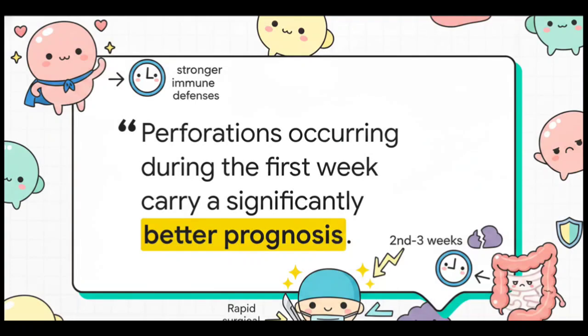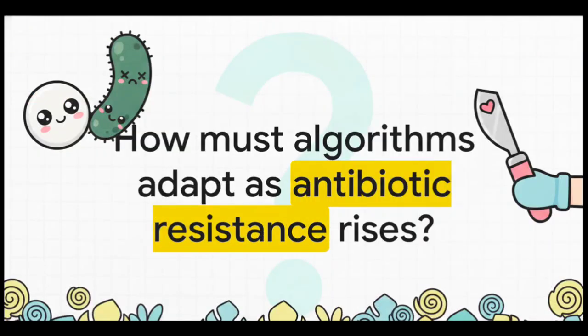Let's step back for a second and see how all this builds our clinical understanding. Perforations occurring during the first week of illness carry a significantly better prognosis than those occurring during the second or third weeks. This makes perfect sense when you think about it. Patients in the first week are far less nutritionally depleted, and they still retain stronger immune defenses. Rapid surgical intervention, getting in there before profound nutritional and immunological depletion sets in, is the absolute key to reducing mortality in typhoid perforations.